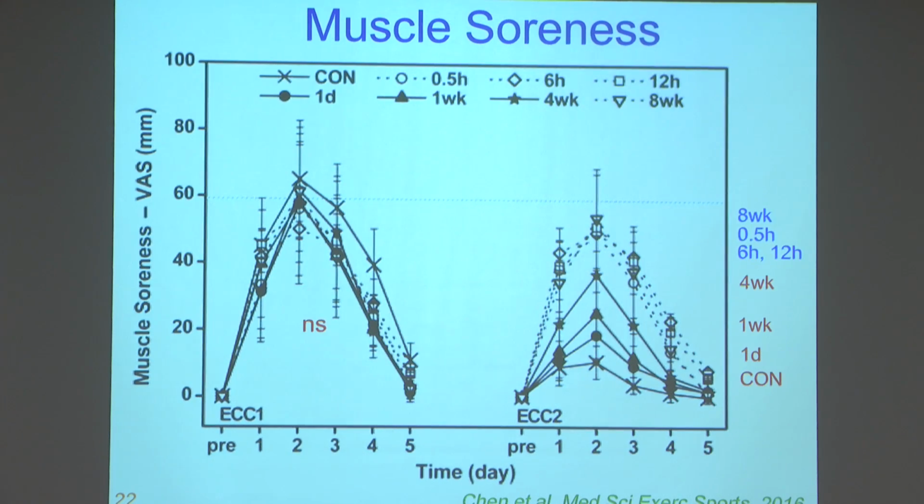This is also the case for muscle soreness. Muscle soreness is very similar between the groups for the first bout. The second bout, performed by the same arm, had much less soreness. But even for the opposite arm, the 1 day, 1 week, and 4 weeks groups showed significantly lower soreness than the first bout. But there was no difference between the bouts for the 8 weeks group and the 0.5, 6, and 12-hour groups.